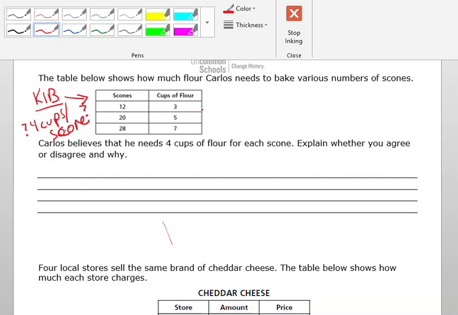All right, so let's take a look. If I'm looking at this, and 4 cups for each scone, do I disagree or do I agree and why? So if I'm looking at this and I just take a brief glance and I'm kind of rushing through, I'm going to go, all right, cool. 12 divided by 3 is 4. 20 divided by 5 is 4. 28 divided by 7 is 4. It's certainly proportional. Carlos certainly seems like a reasonable guy. Yep, I agree with you, Carlos, because I have this proportional chart. And when I do these division problems, I'm coming up with 4.